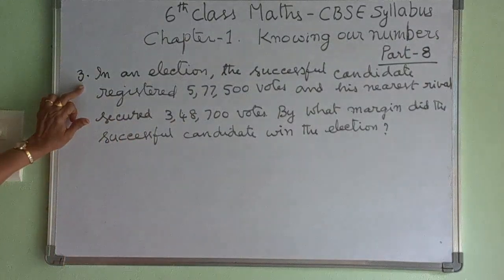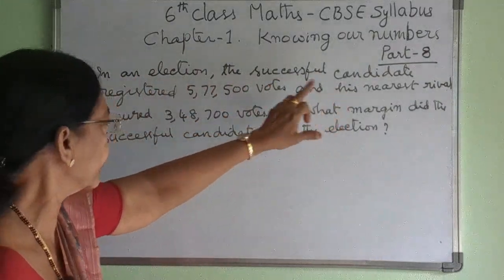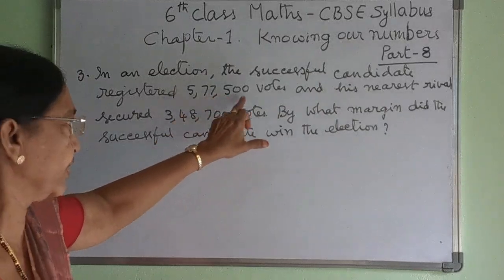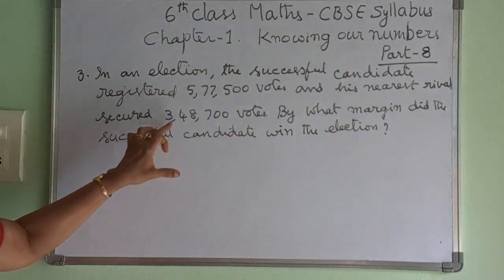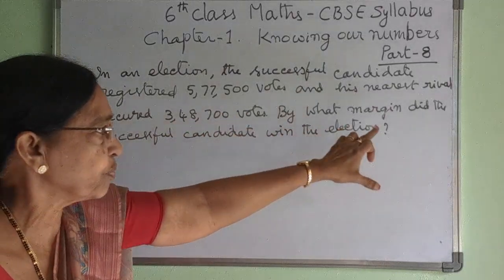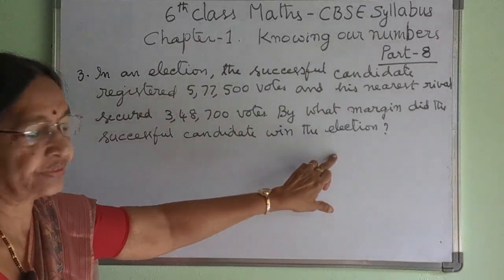Next problem, third one. In an election, the successful candidate registered 5,77,500 votes and his nearest rival secured 3,48,700 votes. By what margin did the successful candidate win the election?